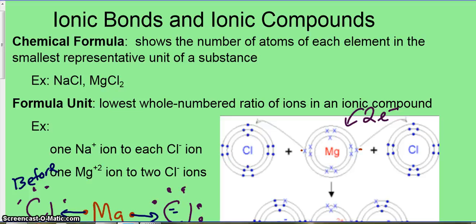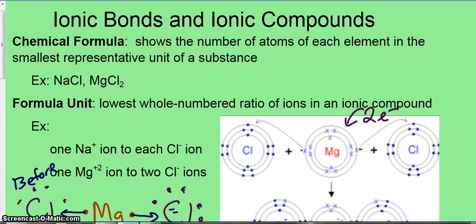Now the formula unit is the correct way to represent that smallest ratio of ions in an ionic compound. When we talked about our charge demo and our conductivity, we showed that they tend to exist in crystalline structures. You don't have these individual units of, say, one Na and Cl bonded together. You have an alternating pattern in a three-dimensional shape.